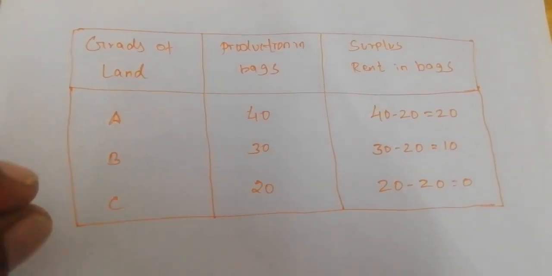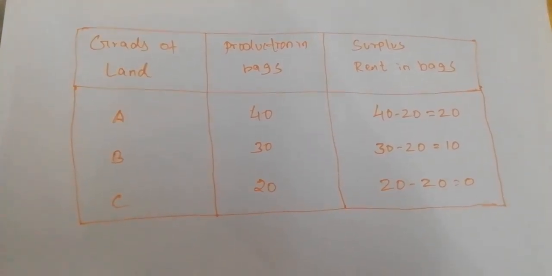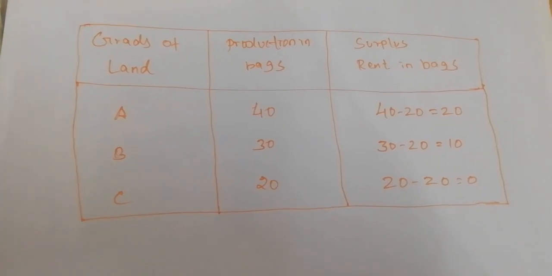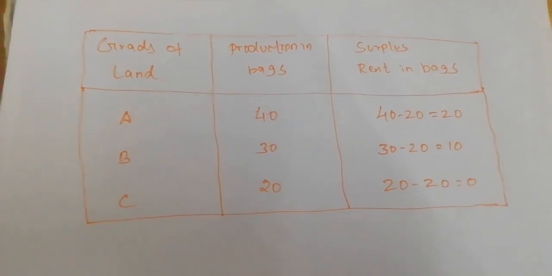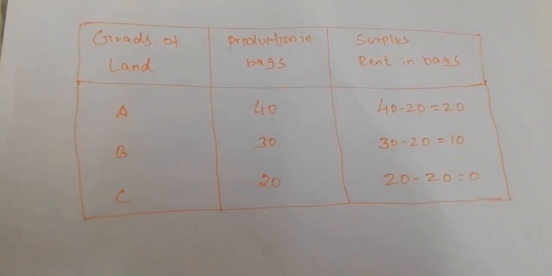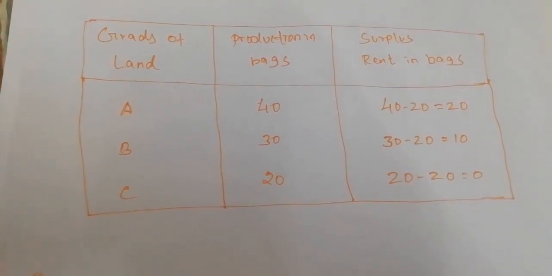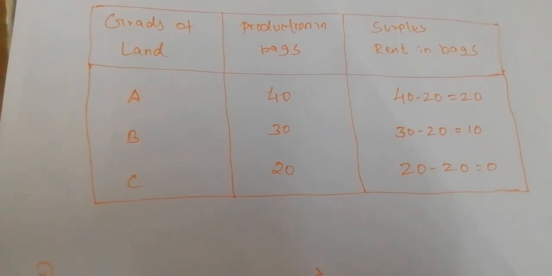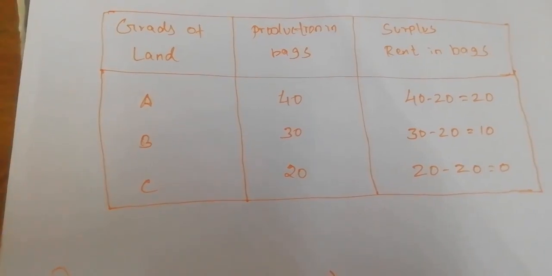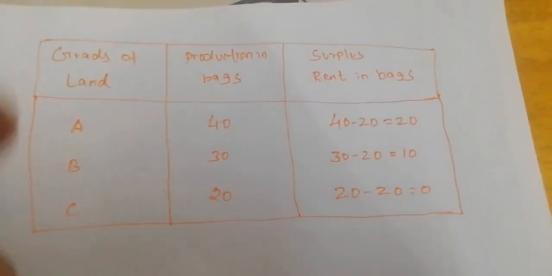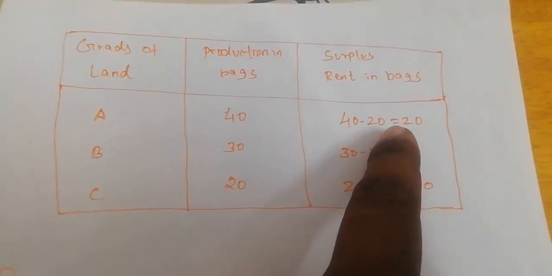But when we are comparing the C grade land with the A grade land, the A grade land will produce the 20 grade surplus bags, but the C grade land will have only the 20 bags of paddy. So when we are deducting the A grade land paddies, the C grade land will have only the 20 bags of paddy. The 20 bags of paddy will equal the cost of production. So we can consider the A grade land will have the 20 surplus bags of paddy.